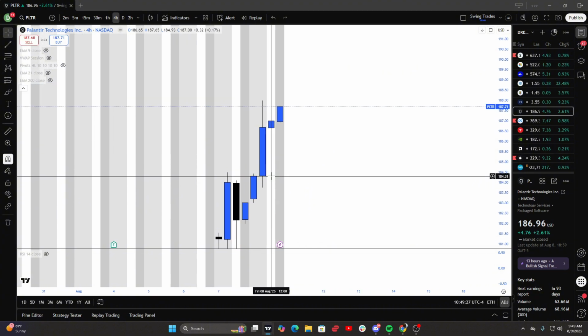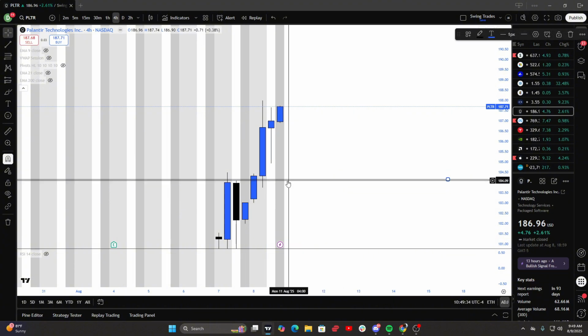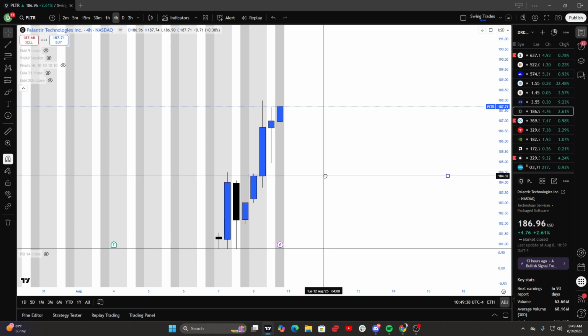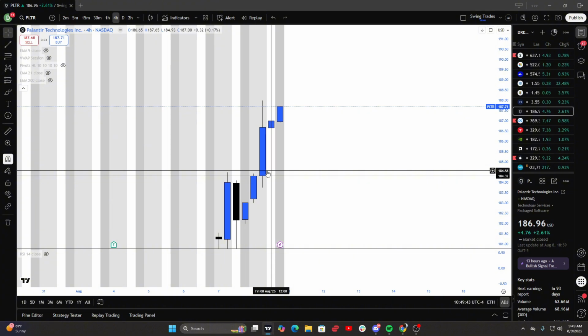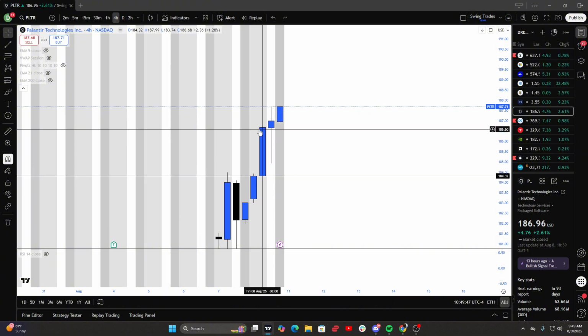So on this candle, we opened at 184.32, which is where this candle closed. So the next candle opened 184.32, and we ended up closing at, what do we close at? 186.68. Which is right.